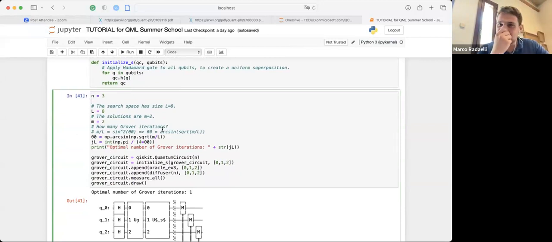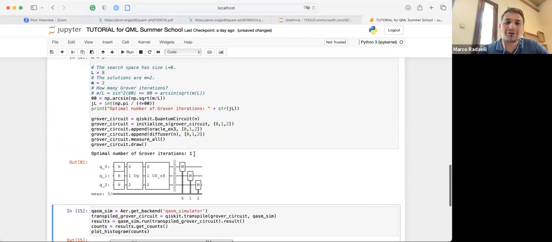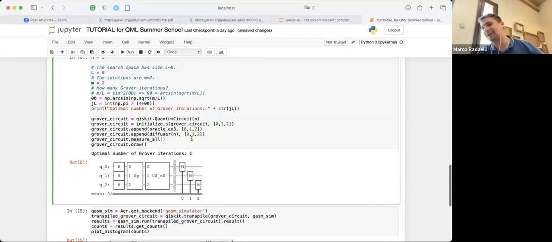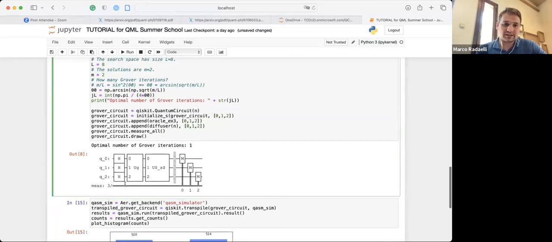Now, how many Grover iterations do we need? We have 3 qubits. The search space has size L equal to 8, 2 to the n, and we have m solutions too. So here I'm computing the theta naught angle and the optimal number of iterations according to the equations we were using. The optimal number of Grover iterations turns out to be 1, which is one other reason why this is rather boring. So we have to create our circuit by using one single Grover iteration.